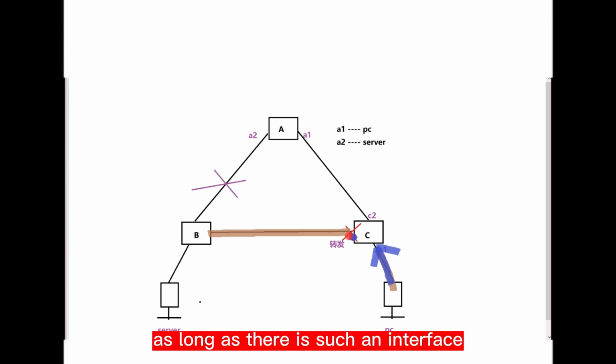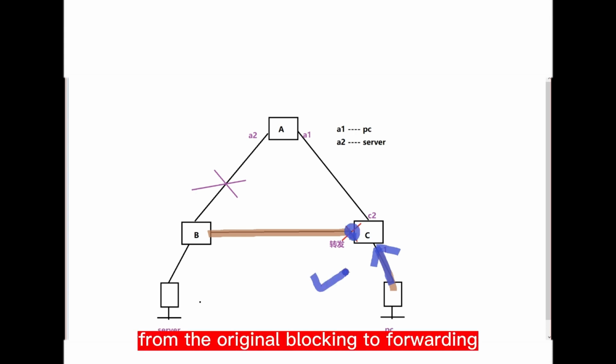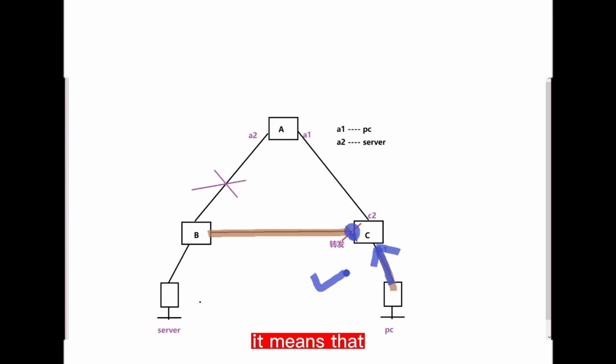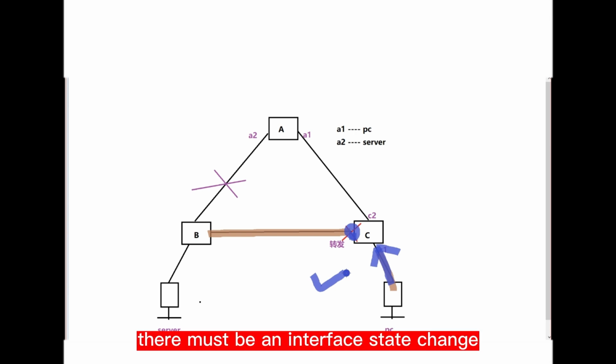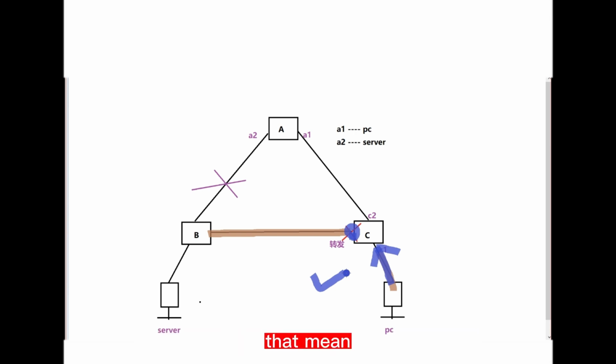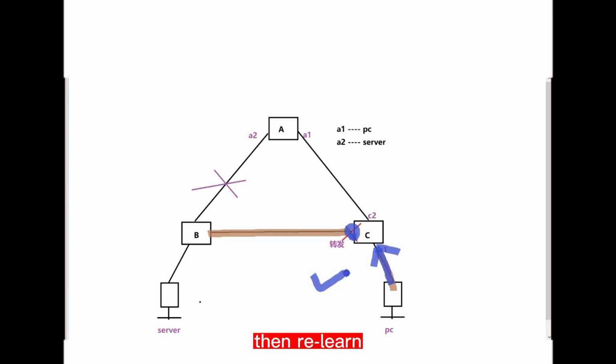As long as there is such an interface in the environment that goes from the original blocking to forwarding, it means that the topology of the entire network must have changed. There must be an interface state change. That means the things stored in the MAC address table in some devices are wrong. So, to be conservative, everyone starts to refresh the MAC address table and then relearns. That's what I mean.